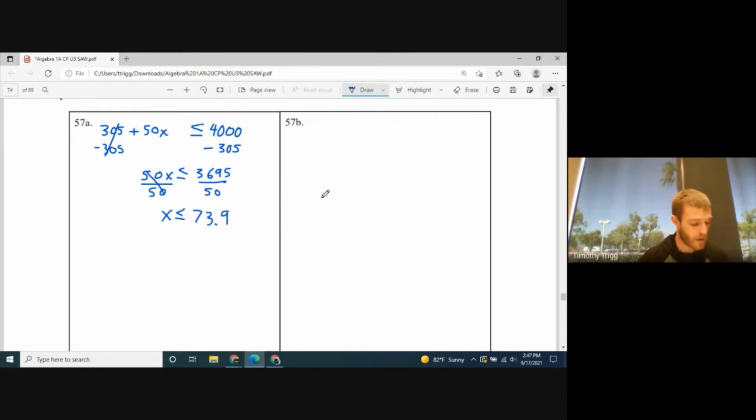57B. The worker needs to deliver 275 boxes. How many trips must he make? So each trip he can bring at most 73. So each trip he can bring 73. So how many trips is it going to take for him to bring up 275 boxes?